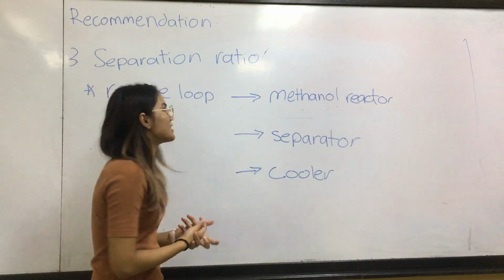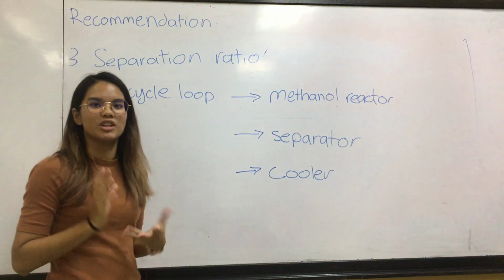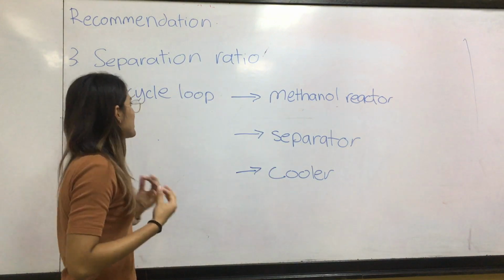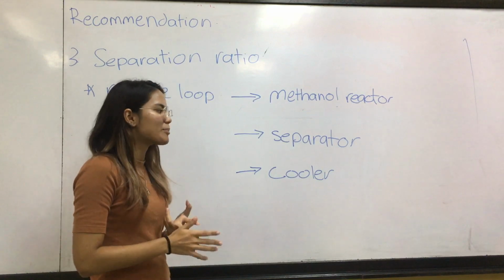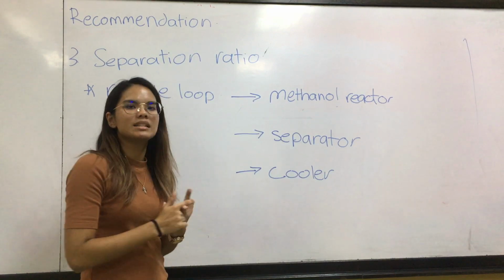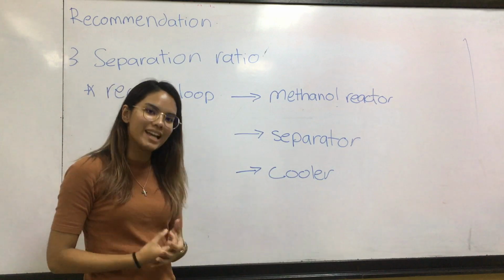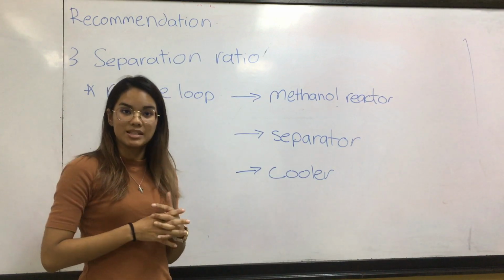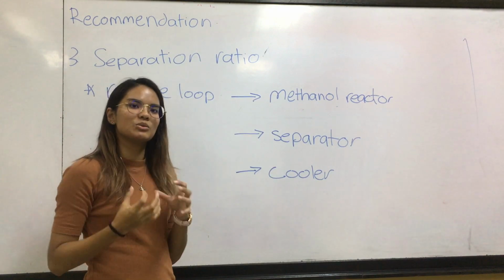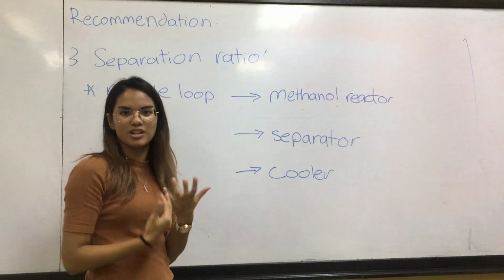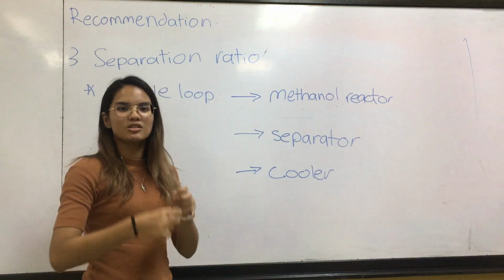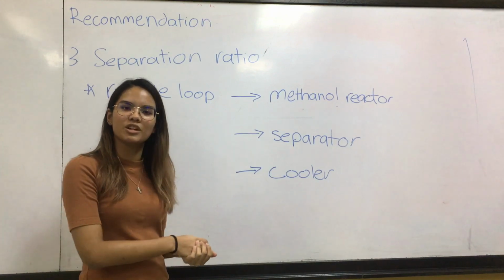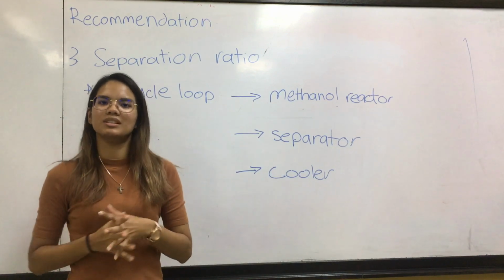The third recommendation is about the separation ratio. Our recommendation would be to add a recycle loop which contains a methanol reactor, a separator and another cooler. Basically, how this works is we will condense the vapor phase coming out from the separator and then send it back into another separator to ensure that the separation ratio is high, and recycle it back into the first separator. So this process will increase the separation ratio before it is sent into the distillation column.